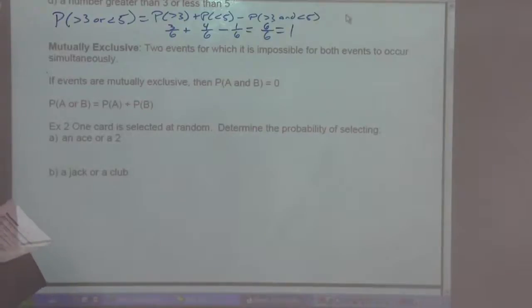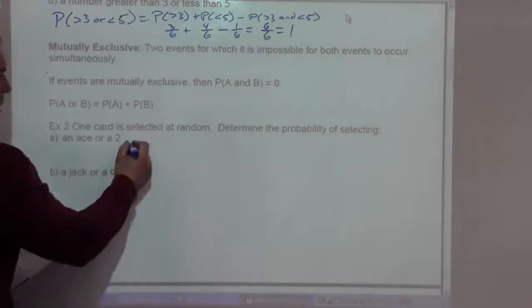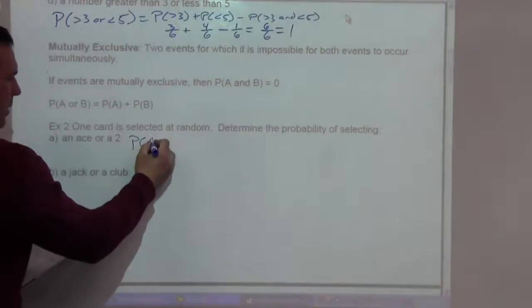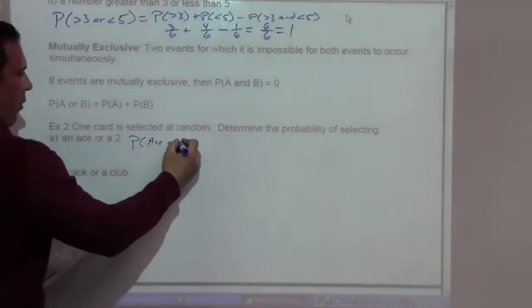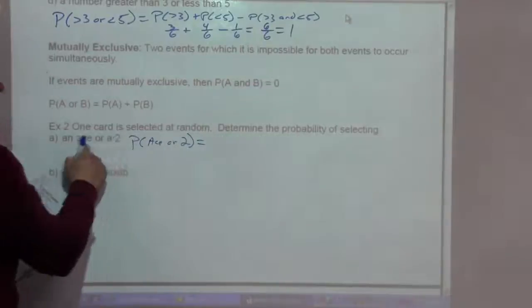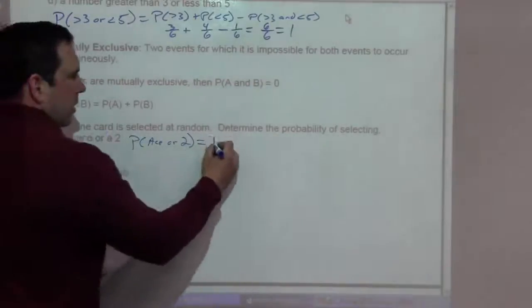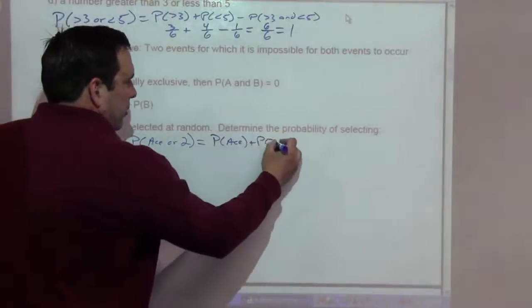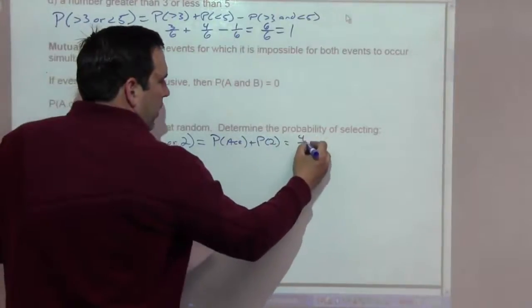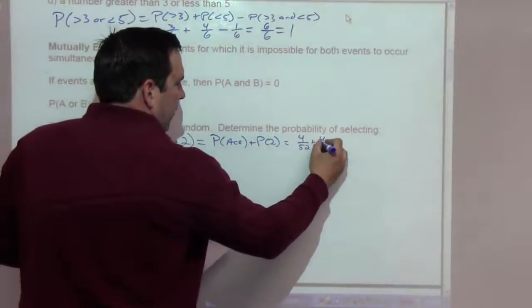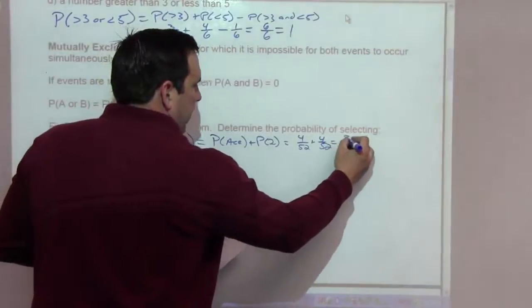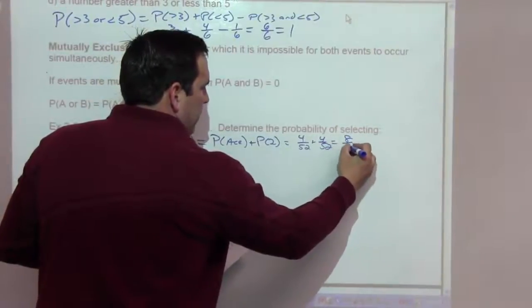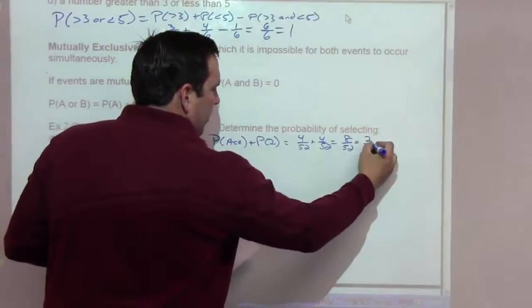Example 2, one card is selected at random. Determine the probability of selecting an ace or a 2. So probability of an ace or 2. Well, these are mutually exclusive. You can't be an ace and a 2. So that's just the probability of an ace plus the probability of a 2. That's 4 out of 52 plus 4 out of 52, which is 8 out of 52. That reduces to 2 out of 13.